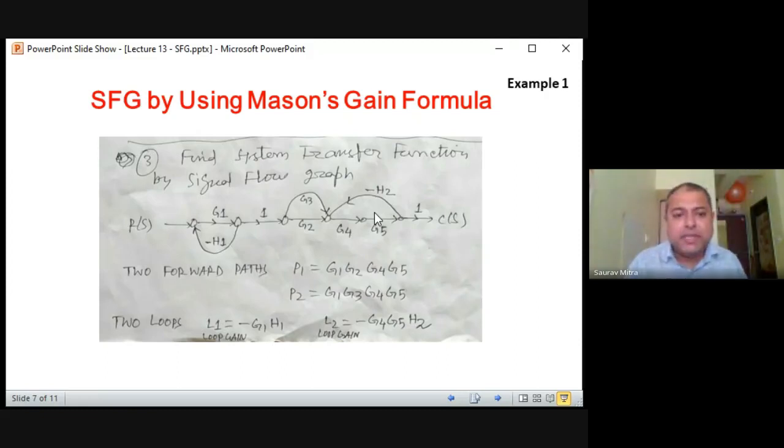So understood somewhat. Let me solve some 2-3 numericals, we will understand. So just see, there should not be common nodes. Okay, there should not be common nodes. In that case, we are saying that they are non-touching. So I think this is understood. So there are two forward paths and there are two feedback paths. There are two loops.